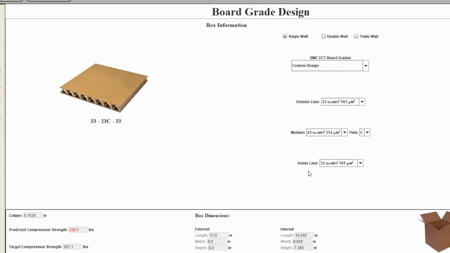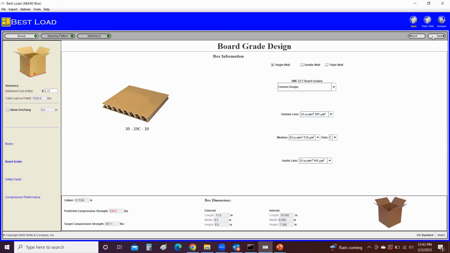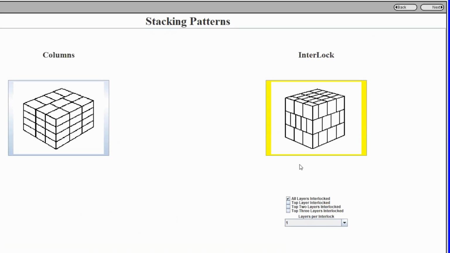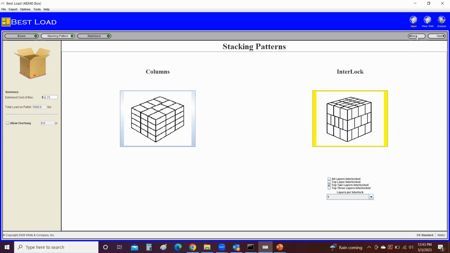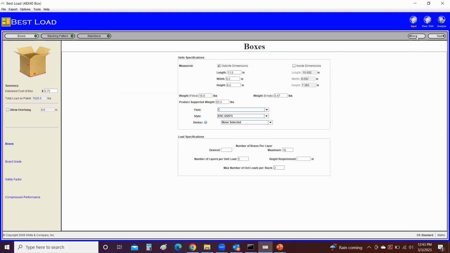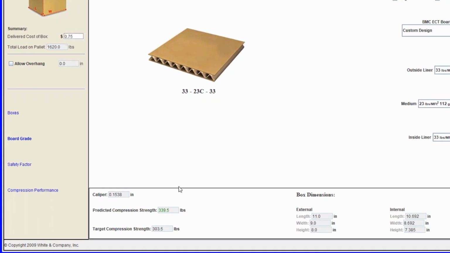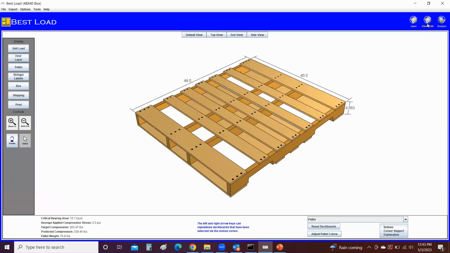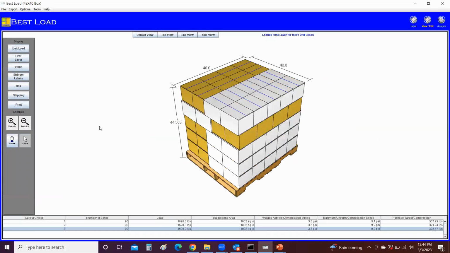However, before we manipulate the board grade, we can also factor that the unit load was 100% interlocked. If we interlock the top two layers, leaving the bottom three column stacked, we get compression performance as well as stability and a satisfactory predicted compression strength compared to the target compression strength. The overall reduction in cost for this unit load was $11.